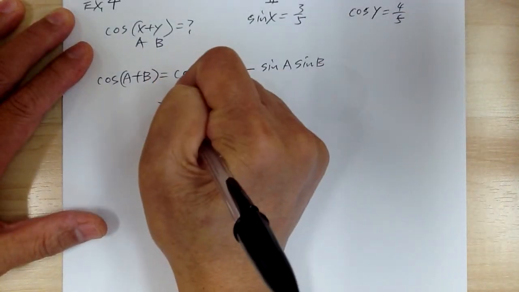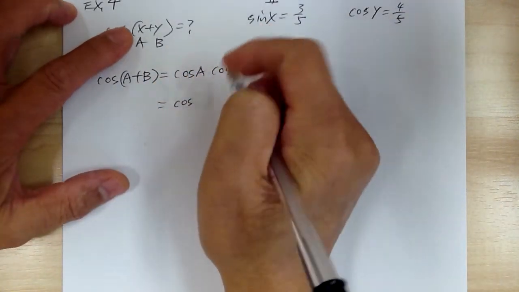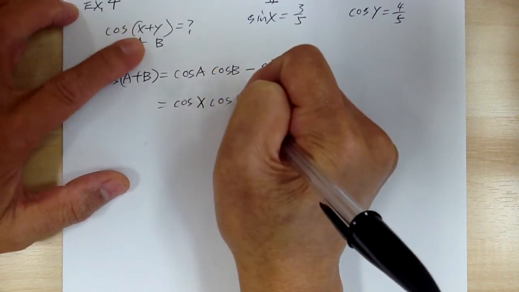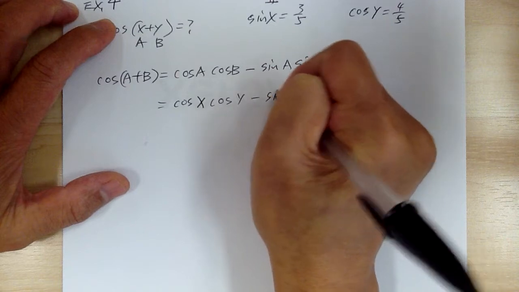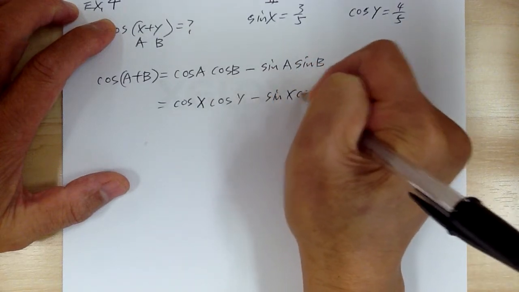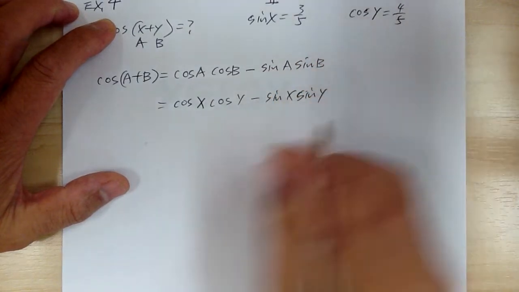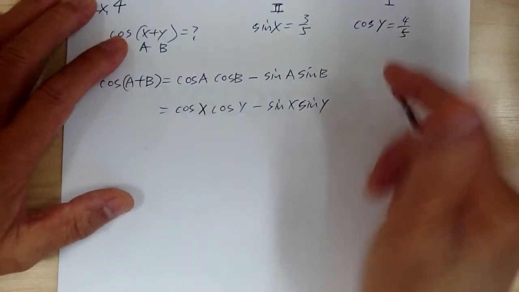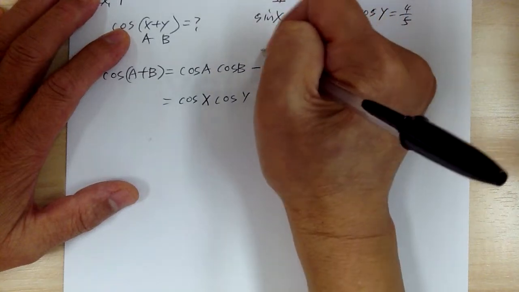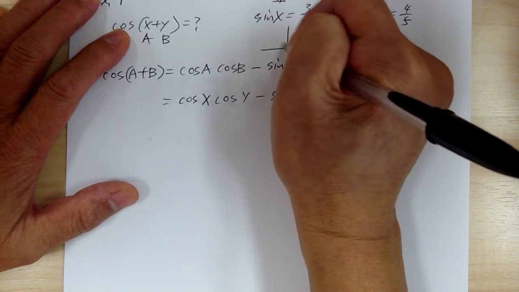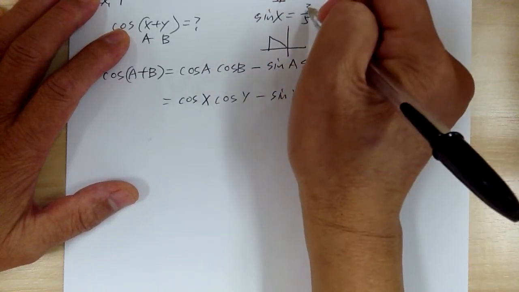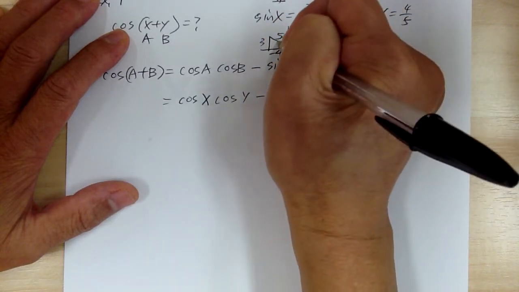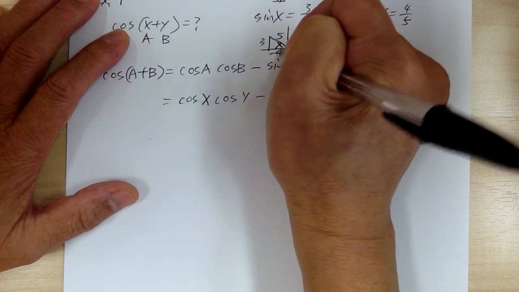So this is equal to cosine of x, cosine of y minus sine x, sine y. So now you have to evaluate. The way to evaluate is you have to draw your triangle. It tells you that this is quadrant 2, so it's right over here. And it tells you sine is 3 over 5, so it's 3, 5. So this is negative 4. And make sure you label your angle, so that's your x over there.